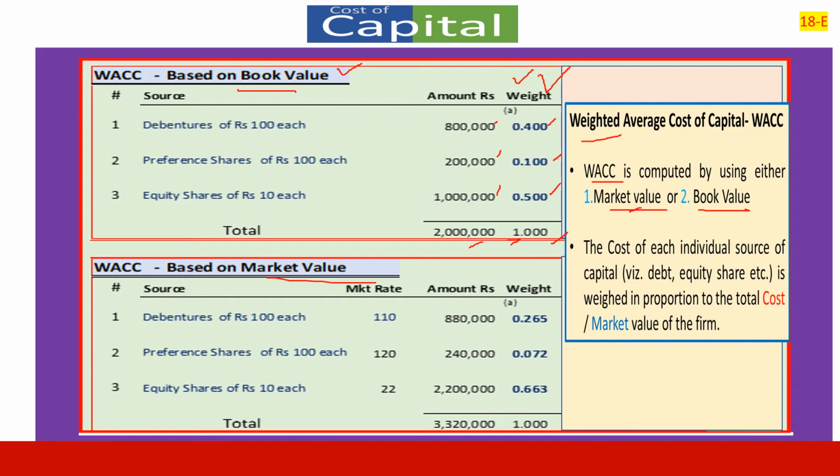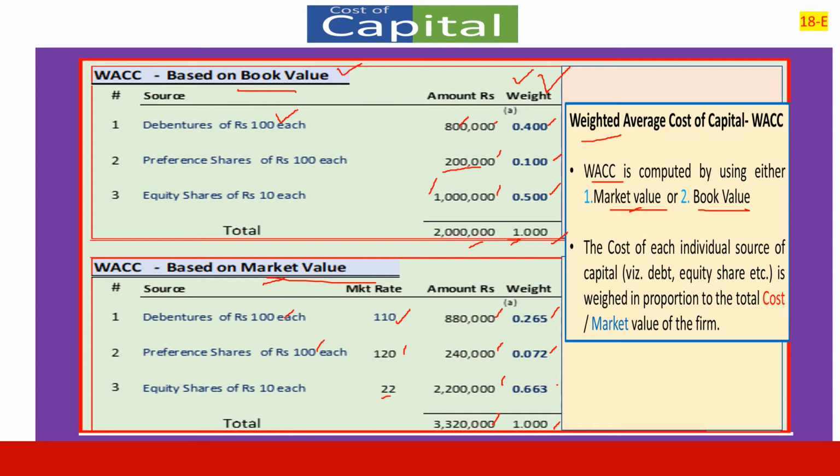Then we can use the market value also. They will always indicate debentures are of the face value of 100, but their market price is 110. If 100 is 8 lakh, 110 will become 8 lakh 80,000. Similarly, preference shares 100, but market price 120. At 100 we have 2 lakhs; at a premium of 20%, it becomes 2 lakh 40,000. Then equity shares have got a market price of 22. Here we have taken book value of 10; at 22 it becomes 22 lakhs. We calculate the total. This is the total of market value. We calculate the weight. If 33.2 lakhs is 100%, equity 22 becomes 66.3%, preference becomes 7.2%, and debentures become 26.5%. Totally, it becomes 100%.